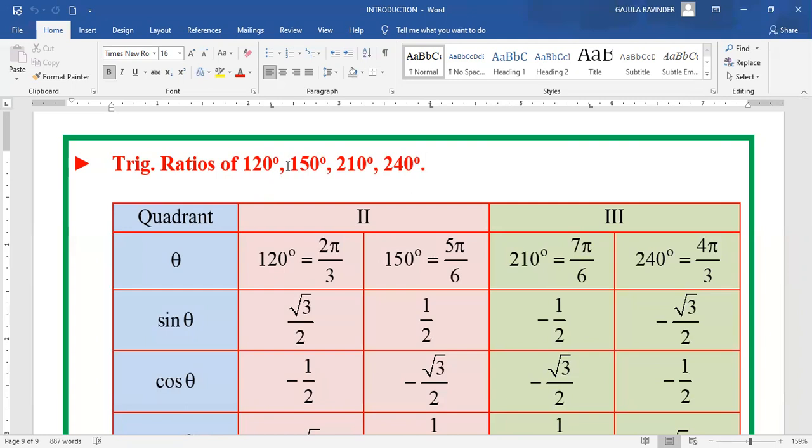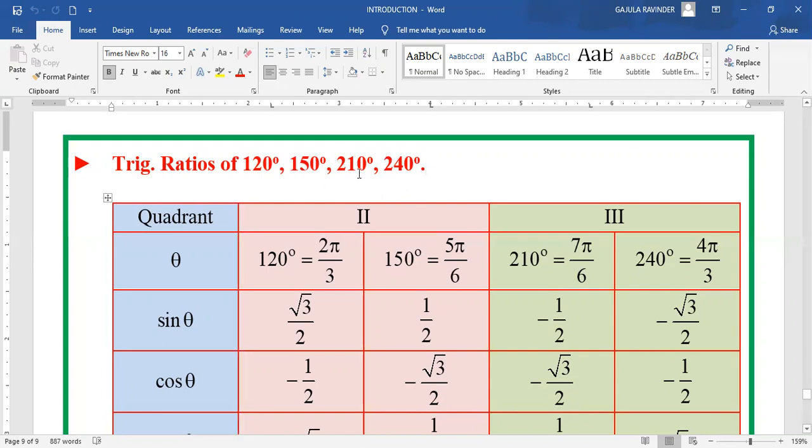So that will be far away from 360. But 120 degrees is very close to 180 degrees. Right? So then we have to take how much close to 180 it is. So 120 is close to 180 by 60 degrees, whereas 150 is close to 180 by 30 degrees. 210 is close to 180 by 30 degrees, whereas 240 is close to 180 by 60 degrees.